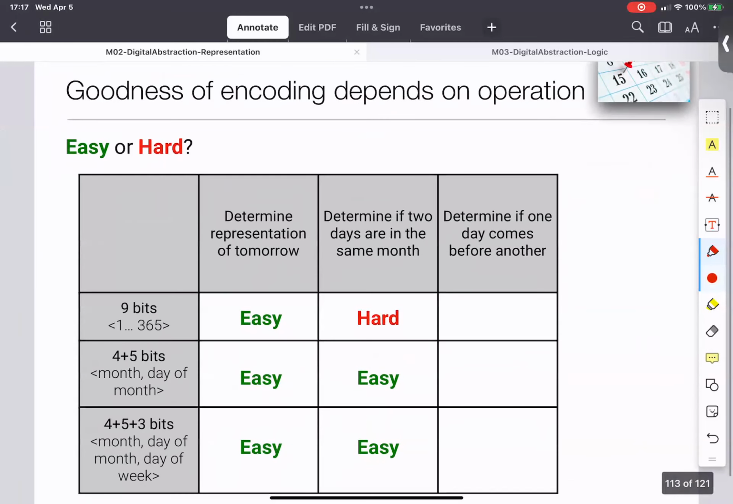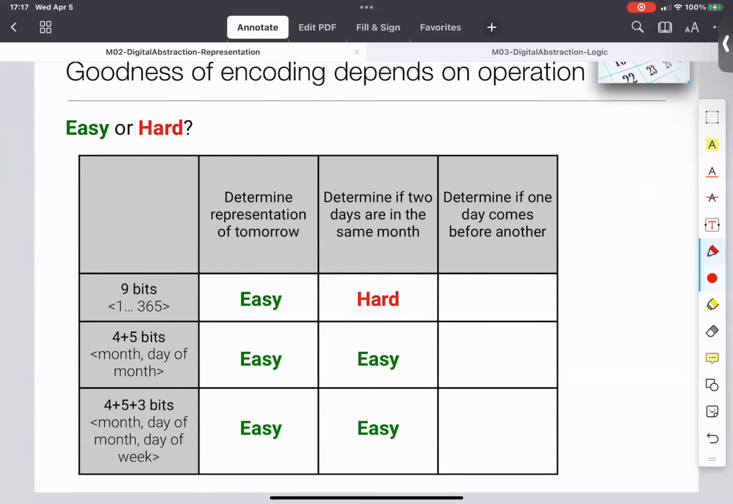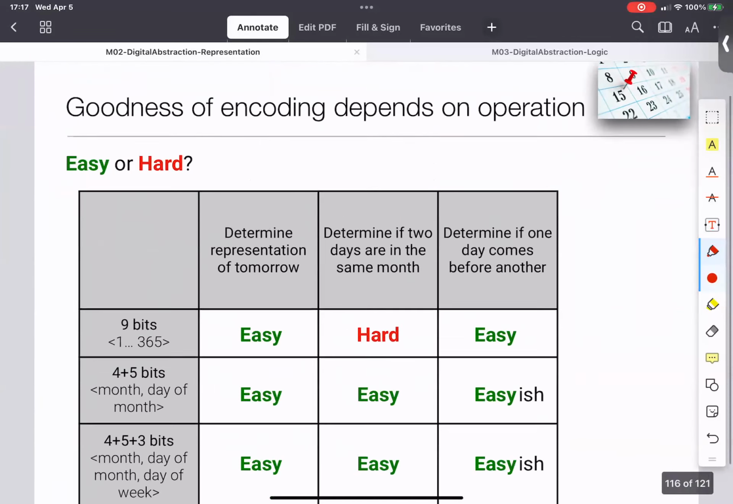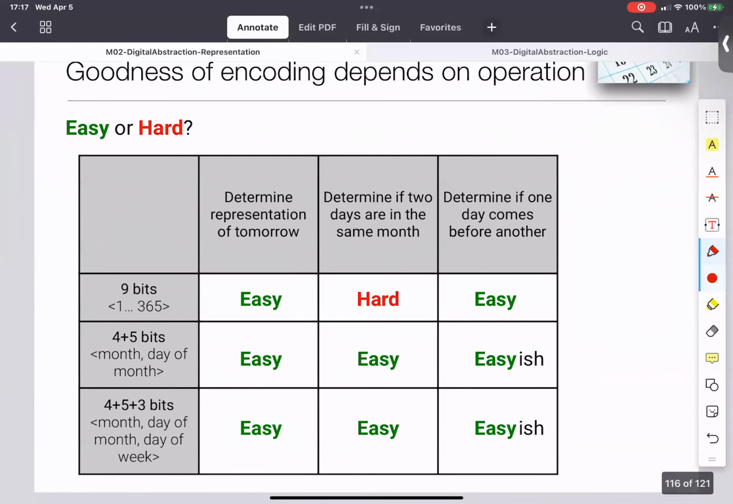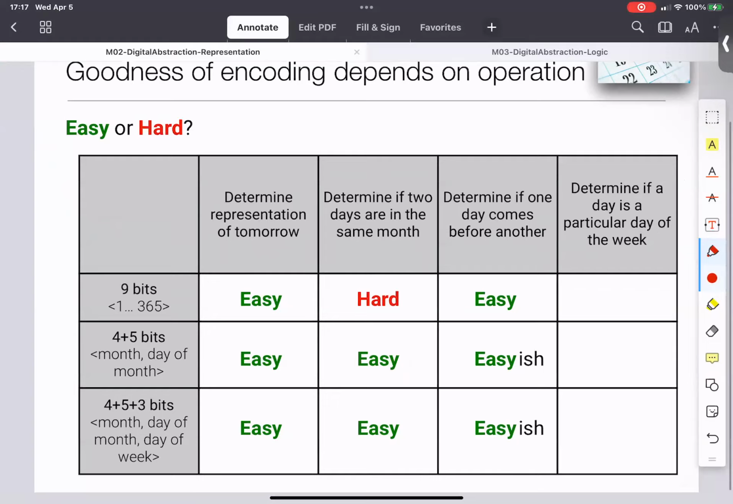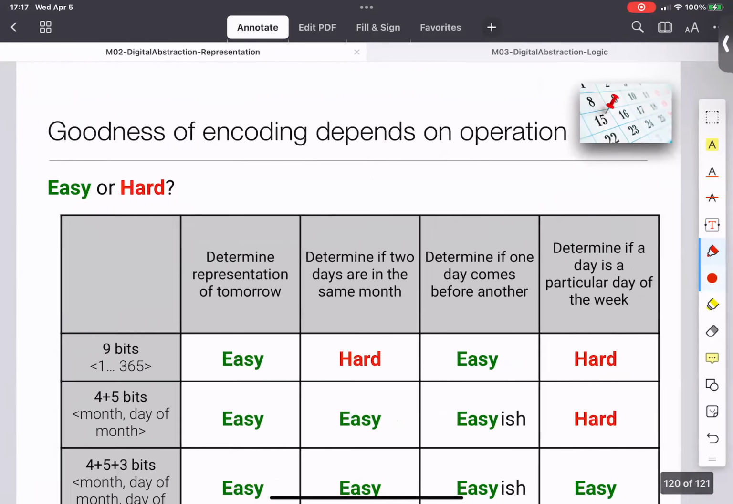Determine if one day comes before another. In this case, kind of easy-ish. Determine if a day is a particular day of the week: hard, and this one is easy.